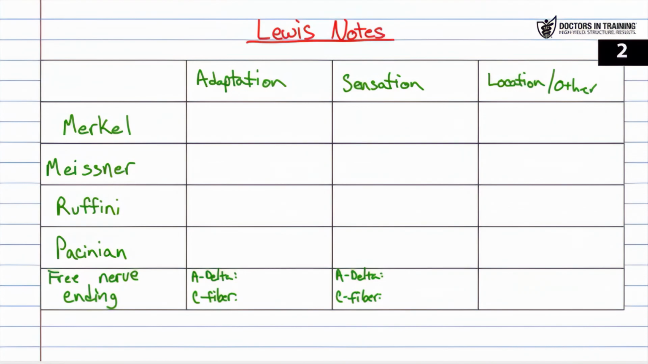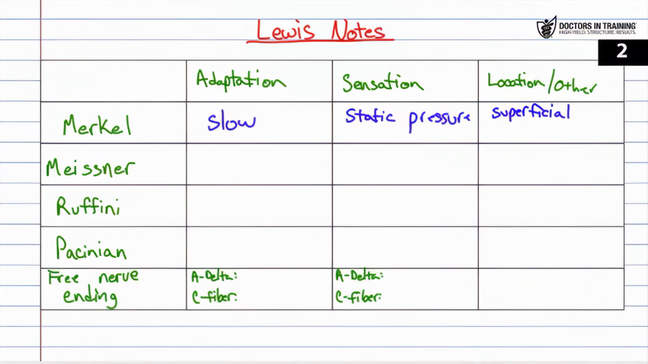So let's go through the Merkel nerve ending first. Adaptation is going to be very slow on this one. You're going to get a lot of static pressure. Remember, when it's slow, you're only going to feel it throughout the entire time period rather than in the beginning and the ending of the stimulation. And remember, this is going to be superficial.